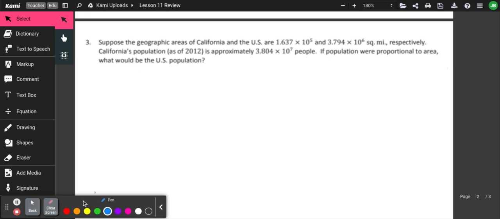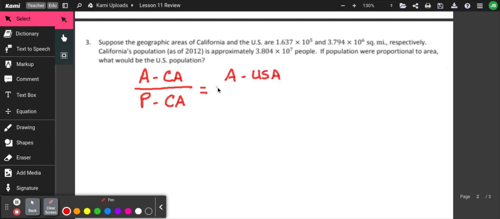Now, when we're talking about proportions, let's take a look at this. What we're doing is we're going to compare the values. So we're going to compare the area, and I'm just going to put area of California over the population of California. And we're going to say that that ratio is proportionally equal to the area of the United States, or United States of America, we'll put USA, and its population.